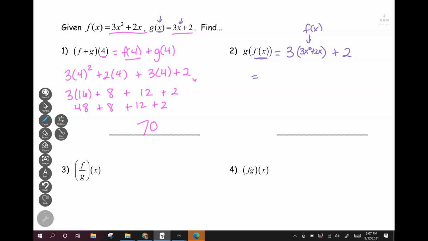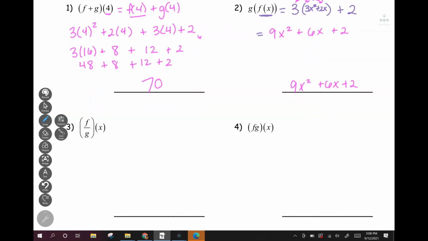Now we need to simplify it, so I'm going to distribute this 3. Multiplying. Okay, now if you could combine like terms right here, you would want to, but no like terms. We've got x squared, x, and then no x on the last one. So that's as simplified as it gets. All right, number 3.